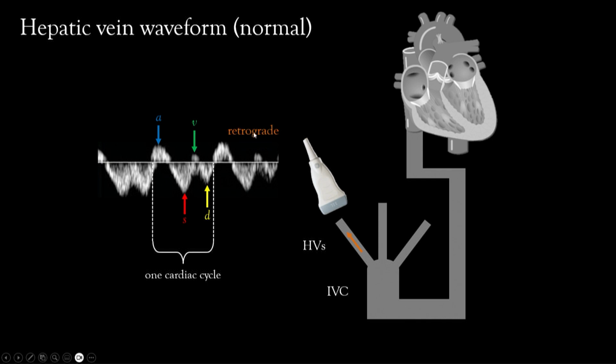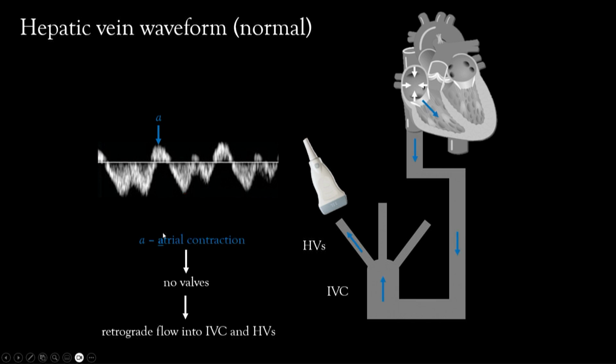Again, just as a reminder, this is retrograde flow here above the baseline. That's blood flowing toward the transducer. And this is antegrade flow that's away from the transducer, which is toward the heart. This is sort of the opposite of the pattern that we see typically when we interrogate the portal vein and hepatic artery and the hepatic hilum. Okay, so A is for atrial contraction. In the first part of the cardiac cycle, the right atrium contracts and pushes blood into the right ventricle. But because there are no valves separating the right atrium from the hepatic veins, you get this momentary period of retrograde flow through the IVC into the hepatic veins, giving that little pulse above the baseline.